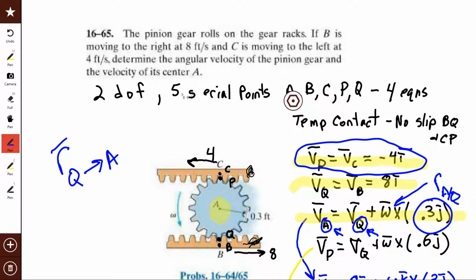So it's omega of the pinion. It's the same one as the omega before. Why is it 0.6J? It goes from Q to P. So you're there and you go straight up. Why is it 0.6? It's all the way across. Why is it J? Because it's up. Okay? Boom, you just picked up a whole bunch of points.